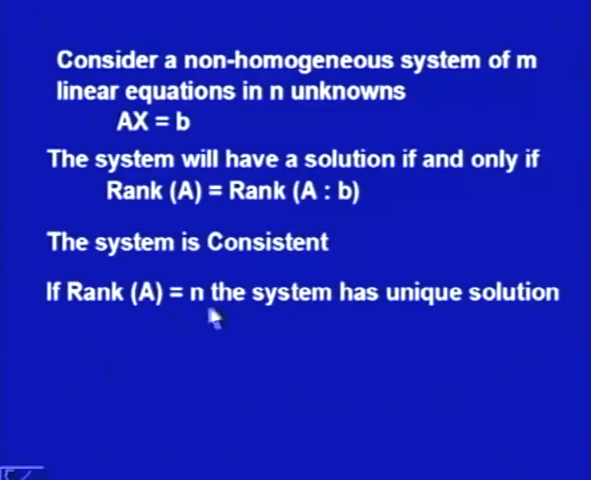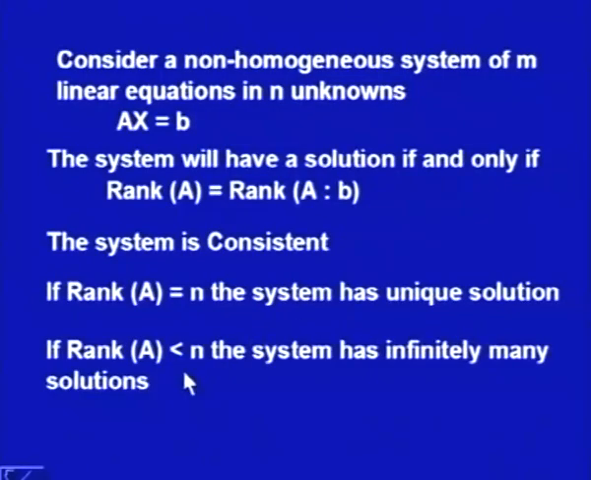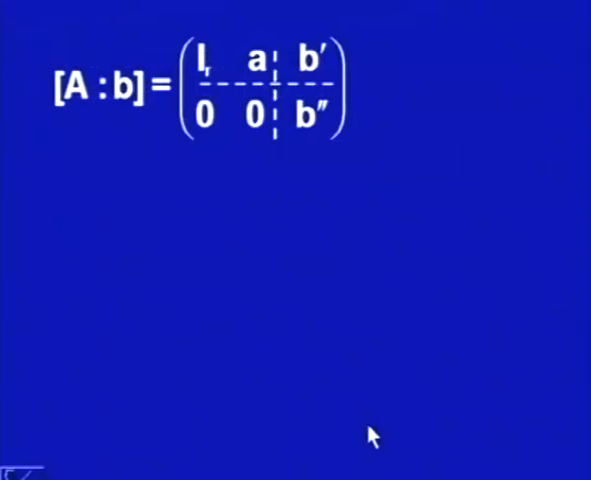If rank of A is equal to n, then the system has a unique solution, and if rank A is less than n, the system has infinitely many solutions. Now, let us see this augmented matrix [A b].